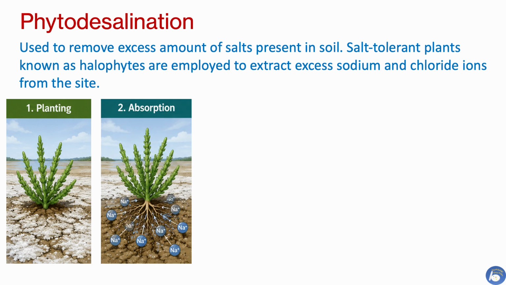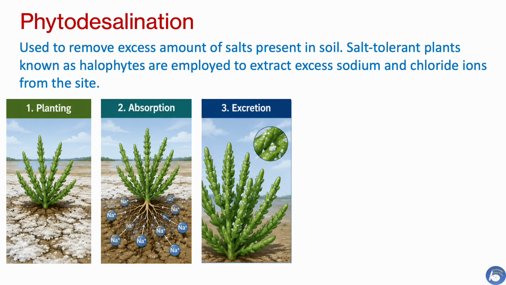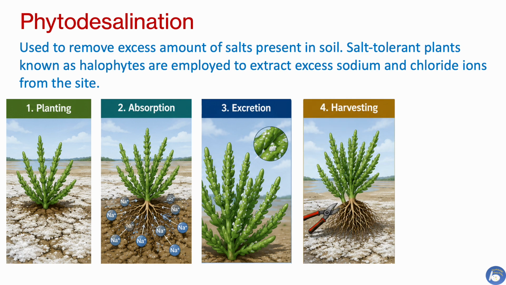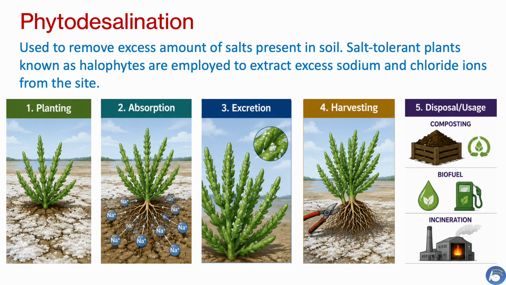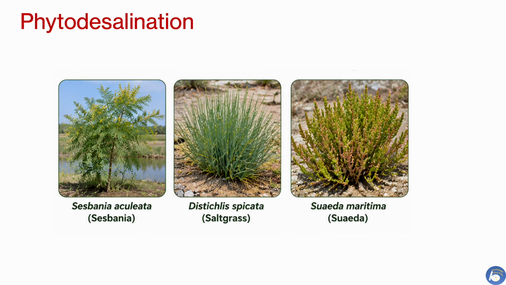As the plants grow, they absorb high volumes of sodium and chloride from the surroundings. Excess salt travels up to leaf surfaces where it can be rinsed away or manually removed. Then the plants are harvested and removed from the site. The harvested biomass can be composted, used for biofuel, or incinerated to dispose of salt safely. Plants used for phytodesalination are sesbania, saltgrass, suaeda, etc.